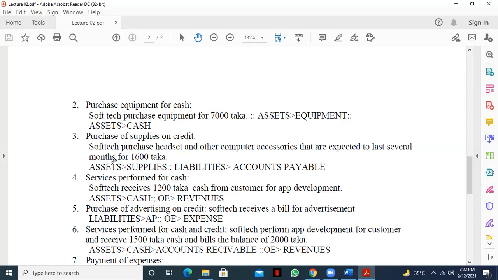So you have to identify that supplies is a very little equipment. It is stationery. It is accessories. That is what we call supplies, and it is basically expected to last for less than a year. So here your accounting period is 1 month, but it is expected to last for several months, so it will give you benefit more than your accounting period. So that's why we will call it an asset.